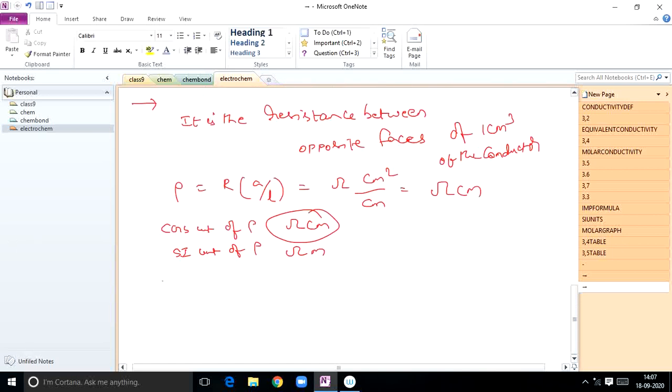So here you can take 1 ohm meter is equal to 100 ohm centimeter, right? 1 ohm centimeter is equal to 0.01 ohm meter.